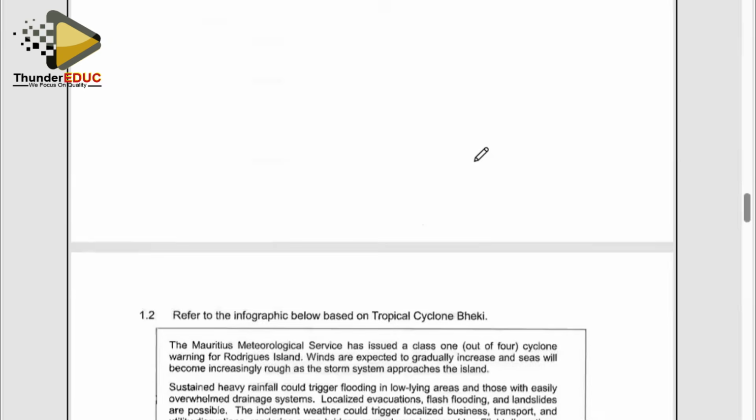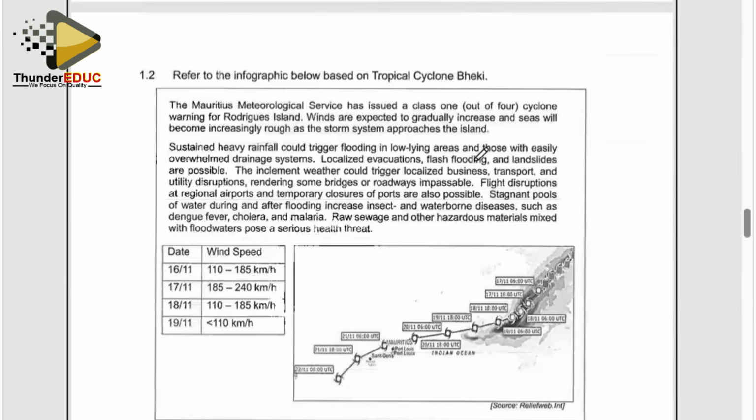Right, that takes us to the end of the first part. Let's go to the next question. This question is based on tropical cyclone Becky. I'll just try to explain in simple ideas the process of the formation and also how tropical cyclones are realized on a geographical scale.